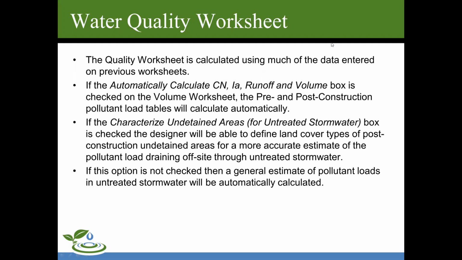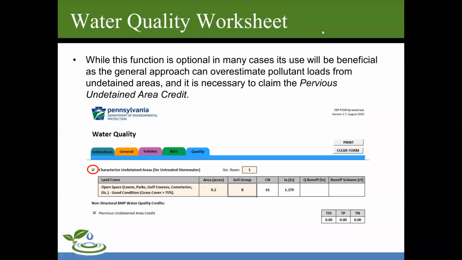If the characterize undetained areas box is checked, the designer will be able to define land cover types of post-construction undetained areas for a more accurate estimate of the pollutant load draining off site through untreated stormwater. If this option is not checked, then a general estimate of pollutant loads in untreated stormwater will automatically be calculated. While selecting this function is optional, in many cases its use will be beneficial as the general approach can overestimate pollutant loads from undetained areas, and it is necessary to claim the pervious area undetained credit.